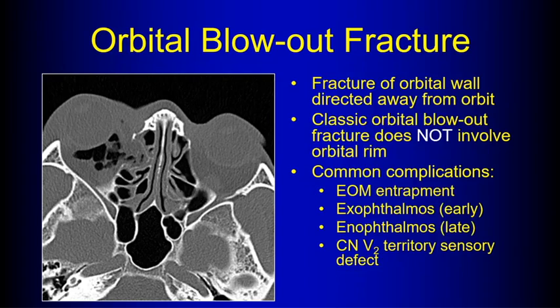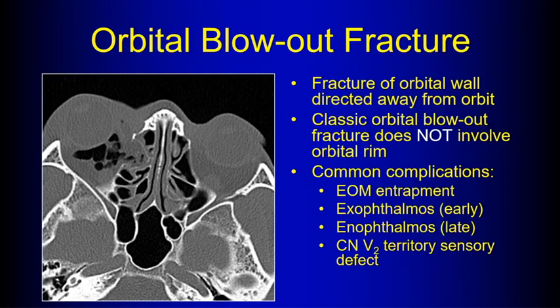Next, I'll talk about the orbital blowout fracture, which is a fracture that happens when you get a blow to either the globe or the orbital rim, and that increased pressure will result in buckling and failure of typically either the medial or inferior orbital wall. And these fracture fragments get displaced away from the orbit. That's why they're called the blowout fracture.